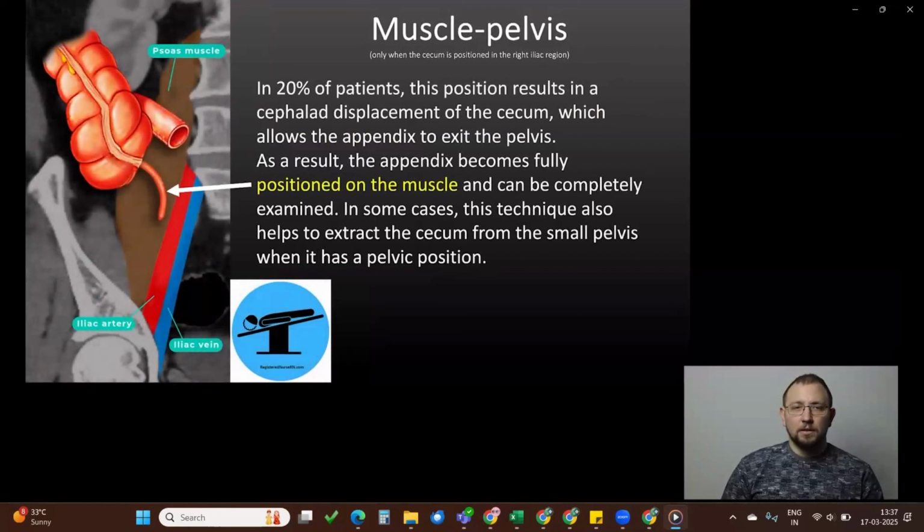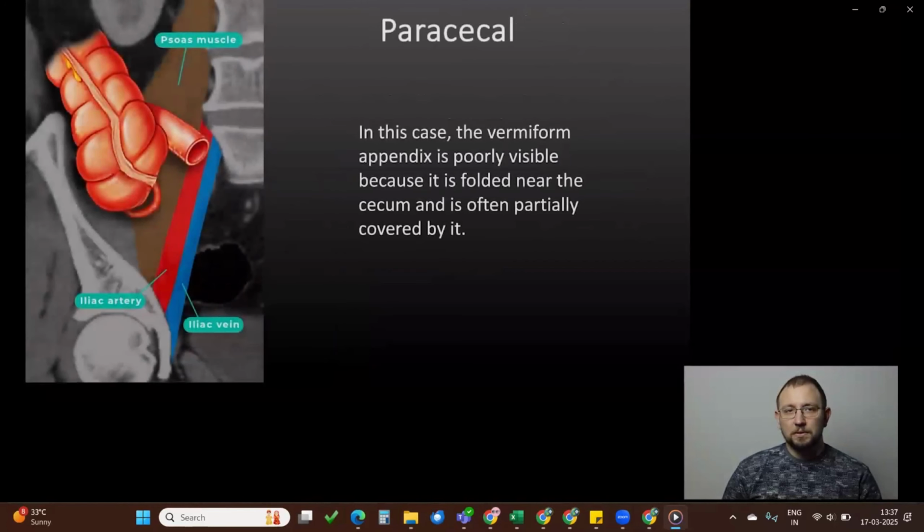In 20% of patients, this position results in cephalad displacement of the cecum, which allows the appendix to exit the pelvis. As a result, the appendix becomes fully positioned on the muscle and can be completely examined. In some cases, this technique also helps to extract the cecum from the small pelvis when it has a pelvic position.